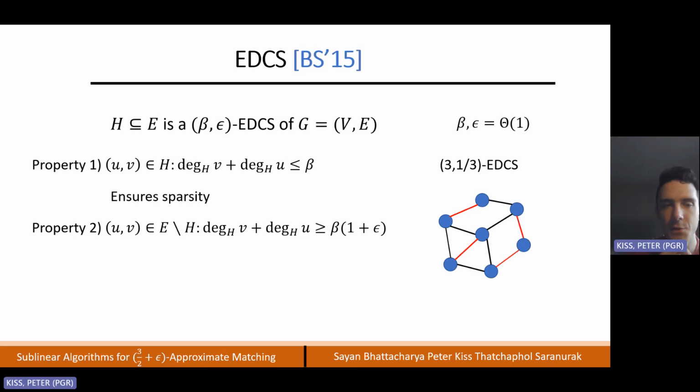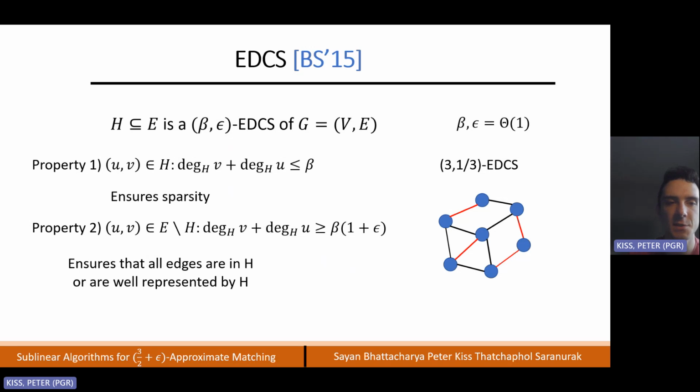So property 1 ensures sparsity, since the max degree is beta. There can be beta many edges, and beta here is a constant. And property 2 on a high level ensures that edges which don't actually appear in H are well represented by H because they have a lot of neighbors in H. I mean, this is a high level explanation. It's a very counterintuitive machine.